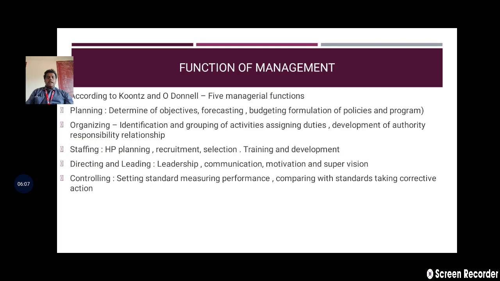Directing and leading: leadership, communication, motivation and supervision. Controlling: setting standards, measuring performance, comparing with standards, taking corrective actions. These are the functions of management.